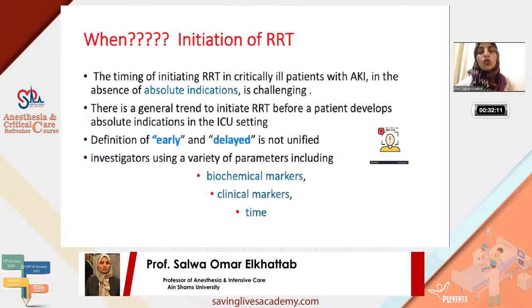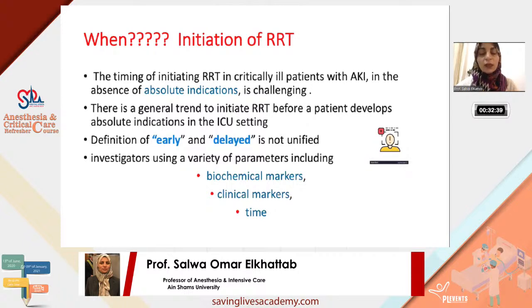When to initiate renal replacement therapy? It is a real mess. When to initiate is a very big question. It's a matter of controversy. Should we go early, or is it better to delay renal replacement therapy? There is a lot of controversy and a lot of discussion about early versus late.